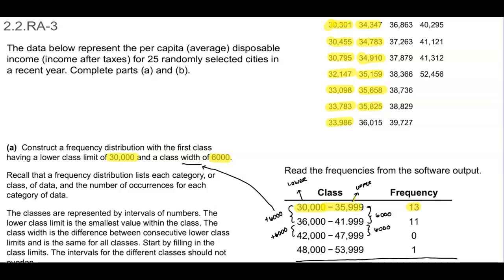Okay, then we want to figure out how many are there between 36,000 and 41,999. So we have 1, 2, 3, 4, 5, 6, 7, 8, 9, 10, and 11. So there we have 11.